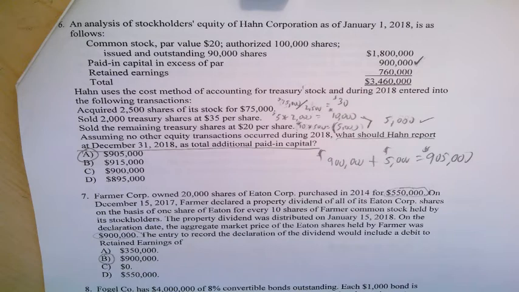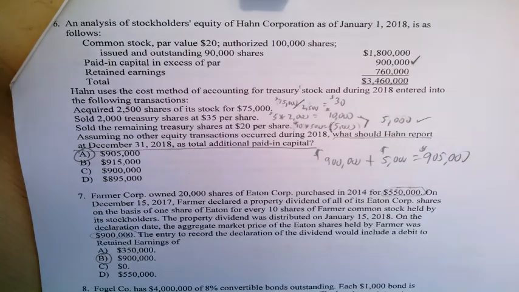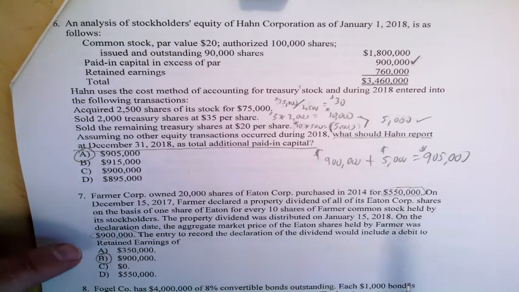All right, let's go on to number 7. Number 7, we're looking at the entry to record the declaration of the dividend would include a debit to retained earnings of how much? So Farmer Comp owns 20,000 shares of Eaton Corp purchased in 2014 for $550,000. On December 31st, 2017, Farmer declared a property dividend of all of its Eaton shares on the basis of 1 share of Eaton for every 10 shares of Farmer common stock held by its stockholders. The property dividend was distributed on January 15, 2018.